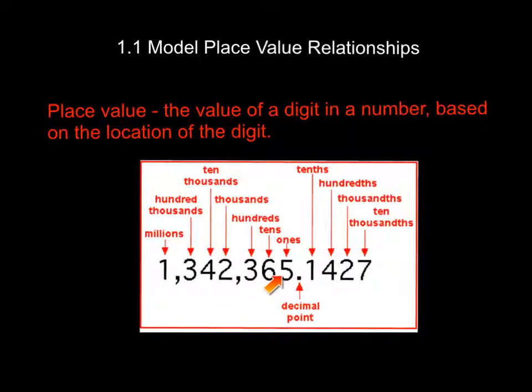As you can see, we have our ones column, our tens column, our hundreds column. Then we have our comma, a thousands column, 10,000s, 100,000s, and then another comma, and our millions column.